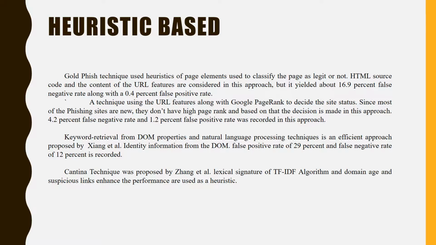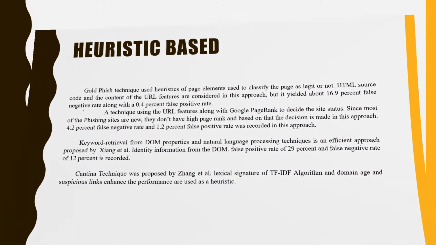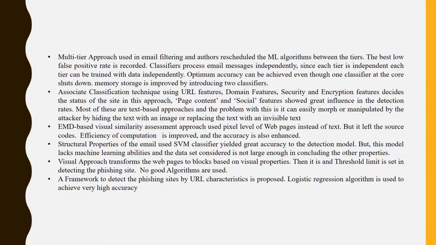It used a lexical signature of TF-IDF algorithm, and a domain age and suspicious links as a heuristic in this approach. So the next approach is the multi-tier approach. It is used in email filtering. In this approach, the algorithms were rescheduled between the tiers. It has three tiers. The best low false positive rate is recorded in this approach.